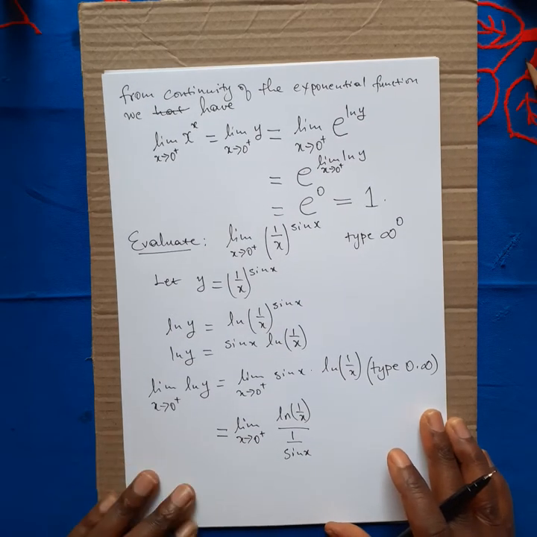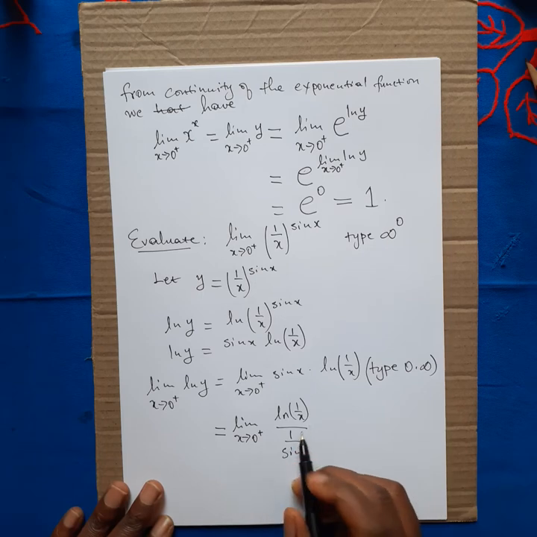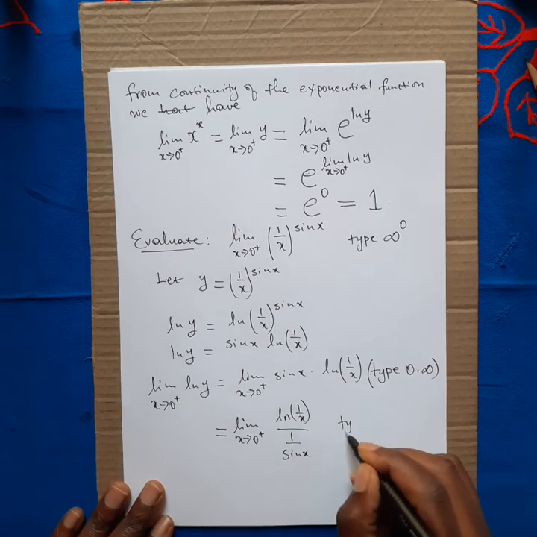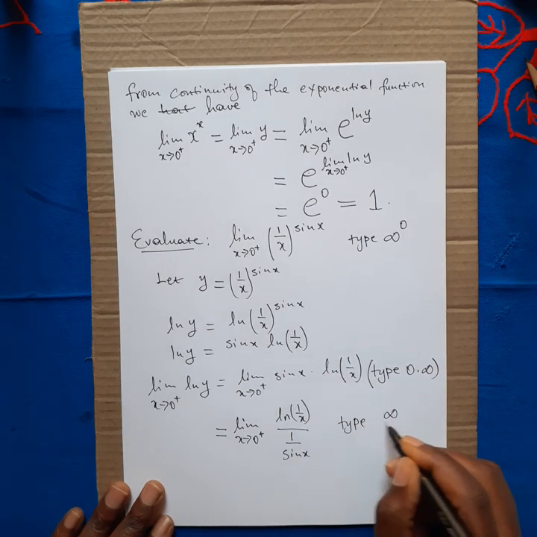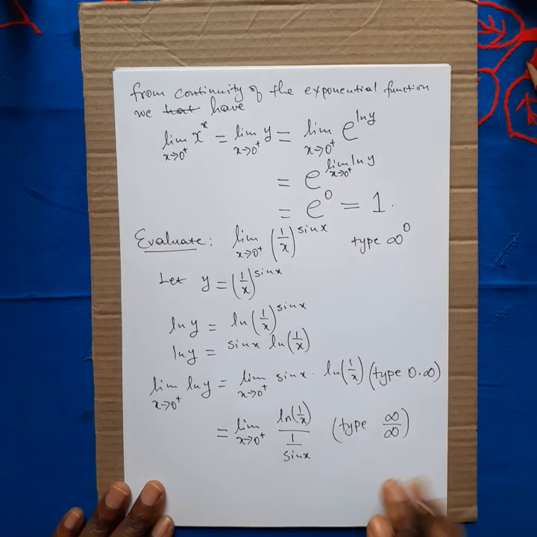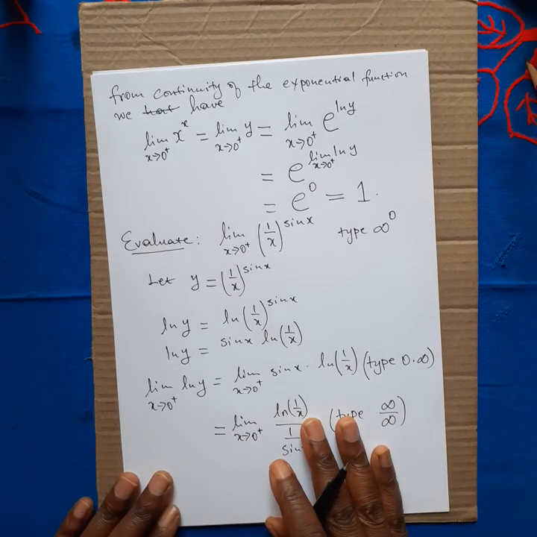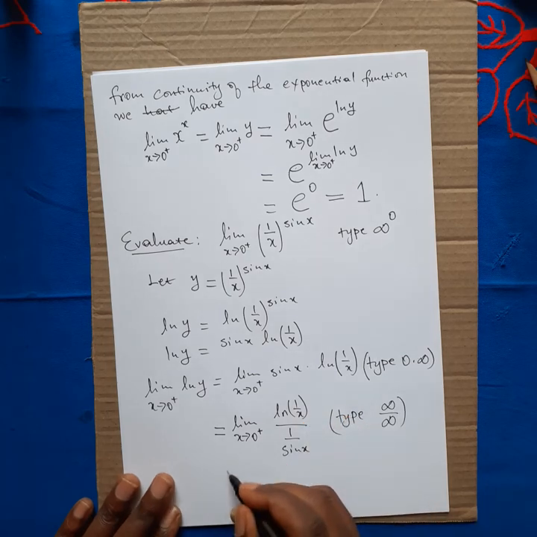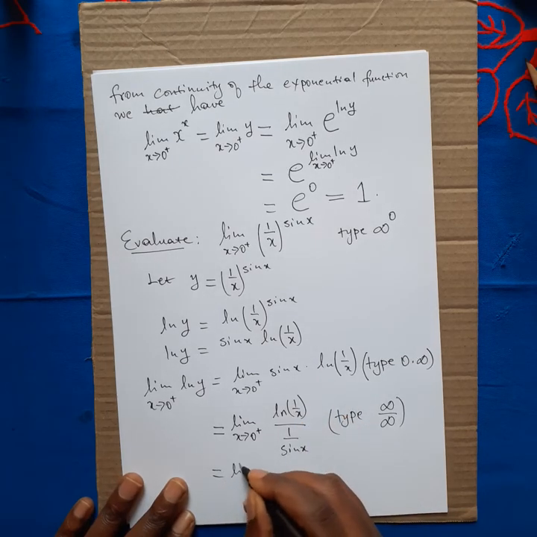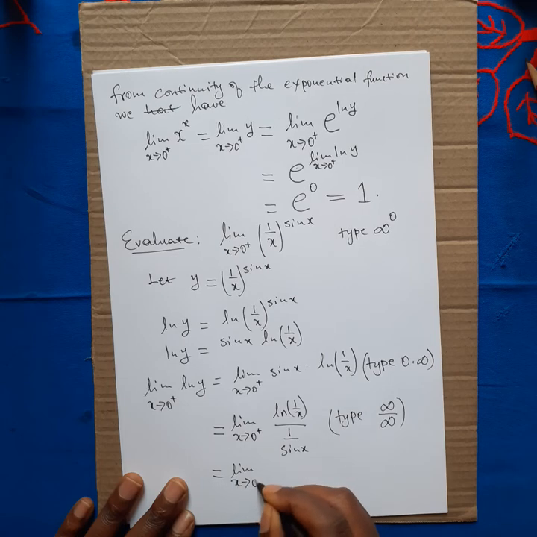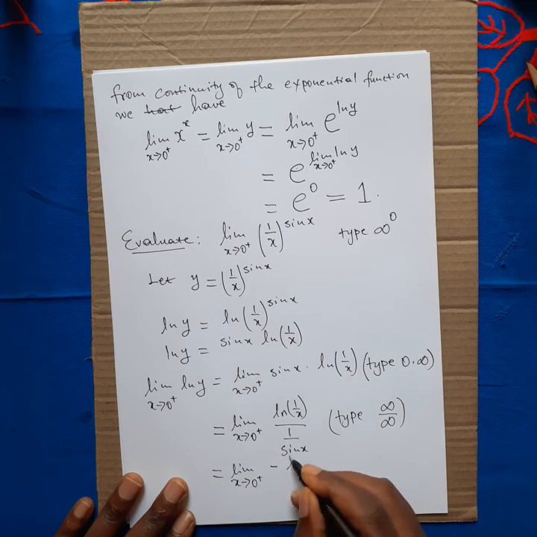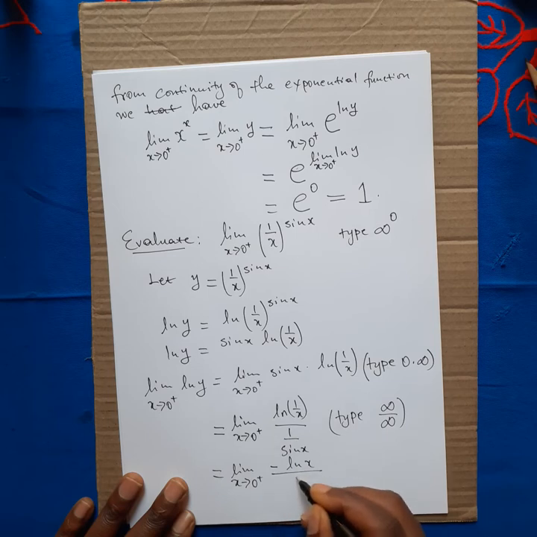When you substitute 0 here, this will be infinity. Substitute 0, this will be infinity. So now we have type infinity over infinity, and we can apply L'Hopital's rule. Maybe before that, it is easier to work like this: minus the ln of x divided by 1 over the sine of x.